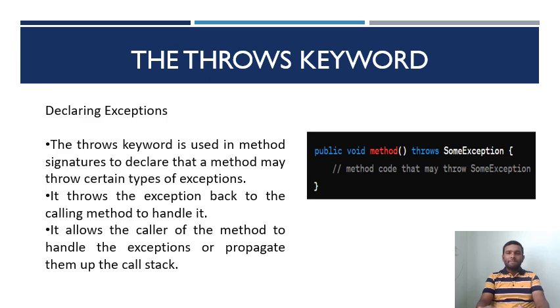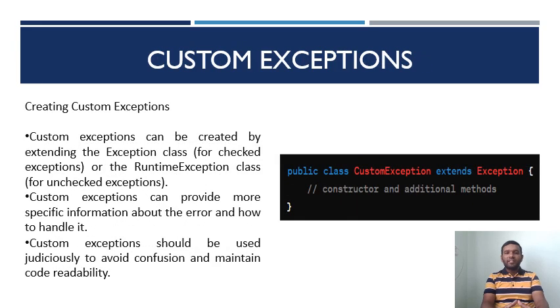Next, custom exceptions. Custom exceptions can be created by extending the Exception class for checked exceptions or the RuntimeException class for unchecked exceptions. Custom exceptions can provide more specific information about the error and how to handle it. Custom exceptions should be used judiciously to avoid confusion and maintain code readability.